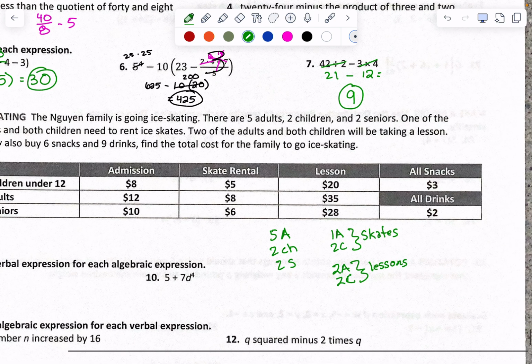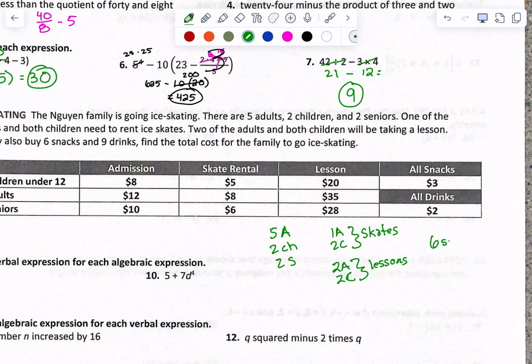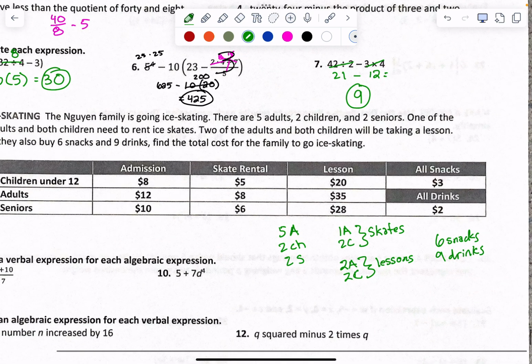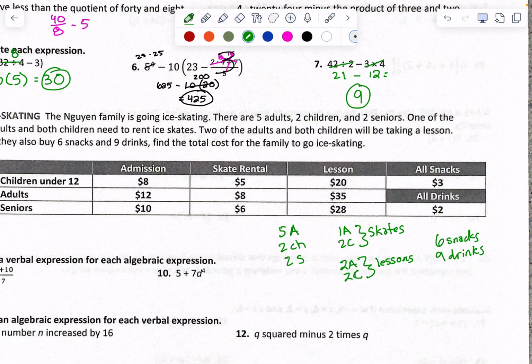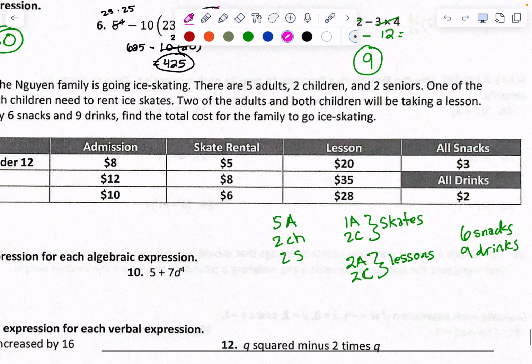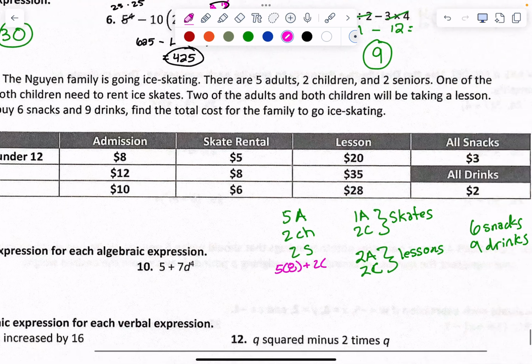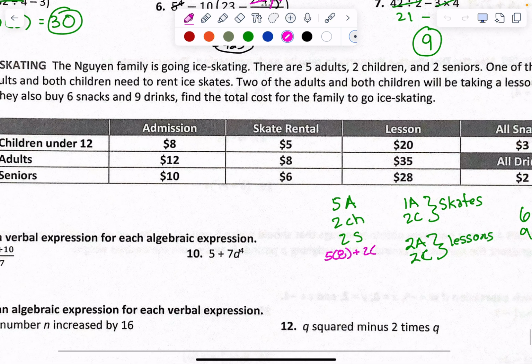If they also buy 6 snacks and 9 drinks. Oh my gosh, I'm trying to break our brains. Okay? Find the total cost of the people. Holy moly. All right. Okay, so let's deal with this first. 5 adults and 2 children. 6 chunks. And 2 seniors. So this would be 5 times 8 plus 2 times, is that 12? No, wrong. They don't even give them to us in the right order. How much do adults cost?